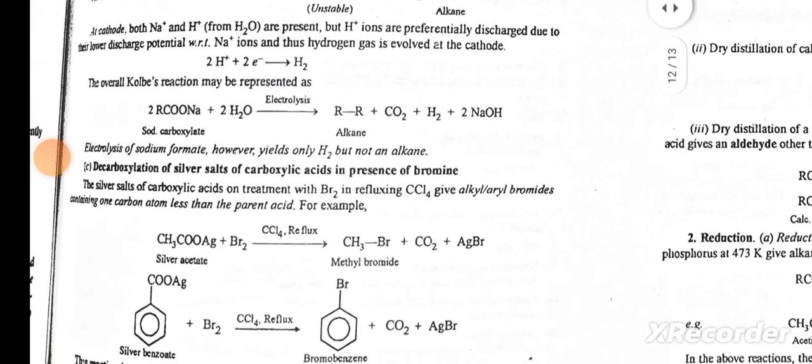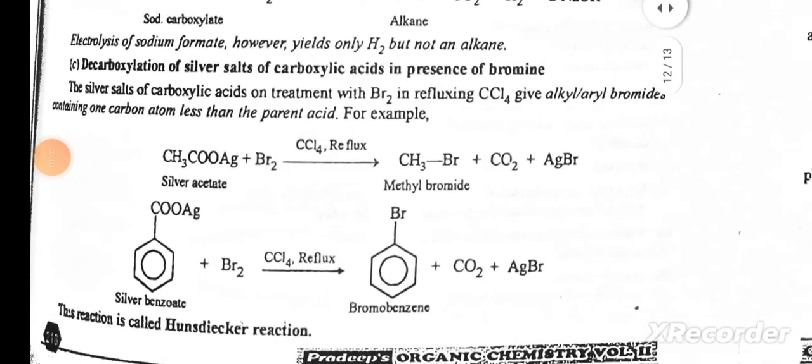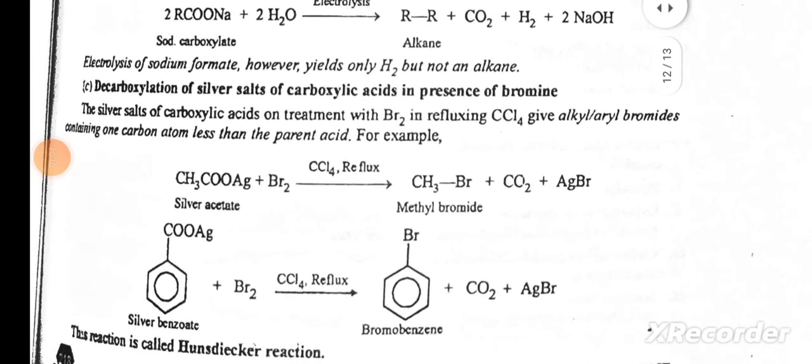At the cathode, both Na+ and H+ from H2O are present, but H+ ions are preferentially discharged due to the lower discharge potential. Na+ ions remain, and thus hydrogen gas is evolved at the cathode. The overall Kolbe's reaction may be represented as sodium carboxylate to alkane. Electrolysis of sodium formate, however, yields only H2 but not an alkane.